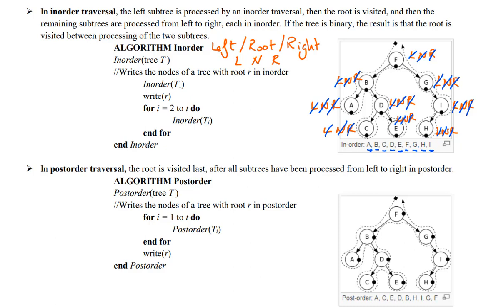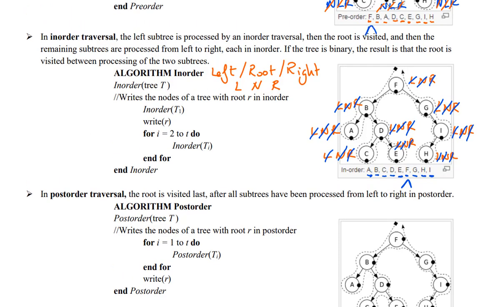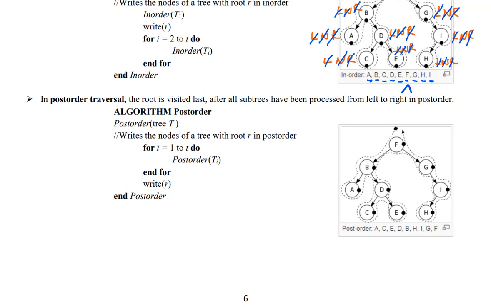And I stop and look. I crossed every step here. I covered everything, and here is the in order. So as you see, F is in the middle for in order, and F is at the beginning for pre-order. F is the root.